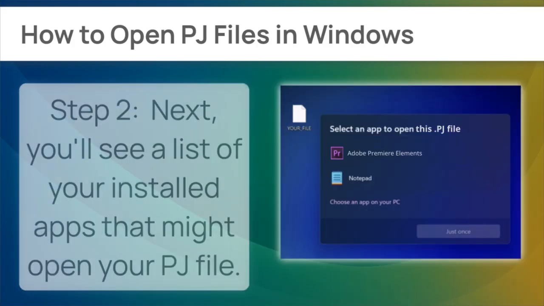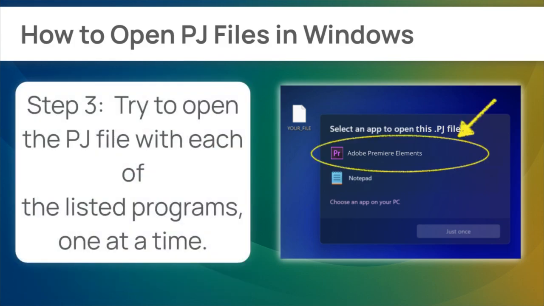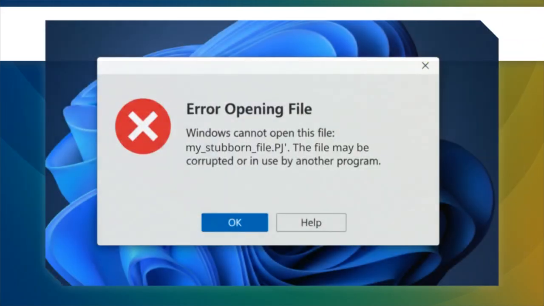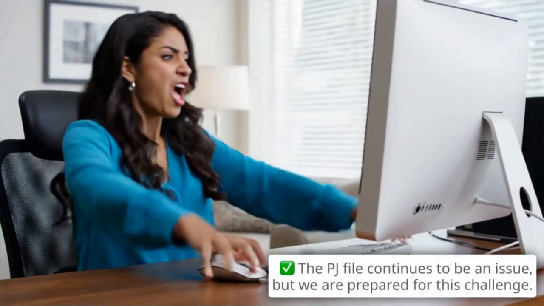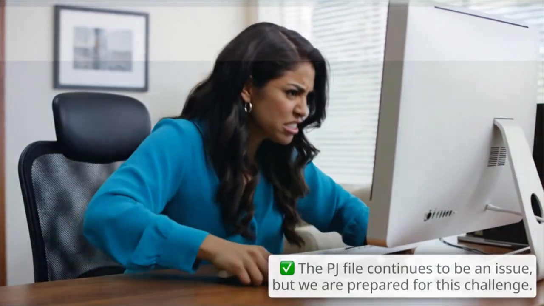Right-click your PJ file and select Open With. Start with Adobe Premiere Elements if it's visible. If not, choose another program and check its ability to read the PJ format. If the PJ file is still refusing to open, it's expected. We're skipping the panic and focusing on the facts. Let's quickly review the common technical reasons your system is reporting this specific PJ error.